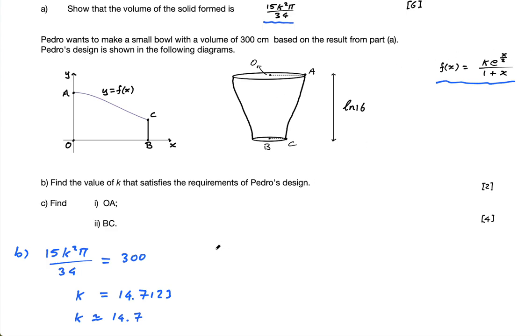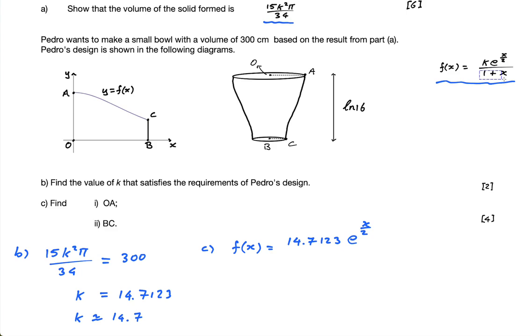Part C. He says find OA. Now at this point, we know the function. f of x is equal to 14.7123 e to the x over 2, all over 1 plus e to the x.